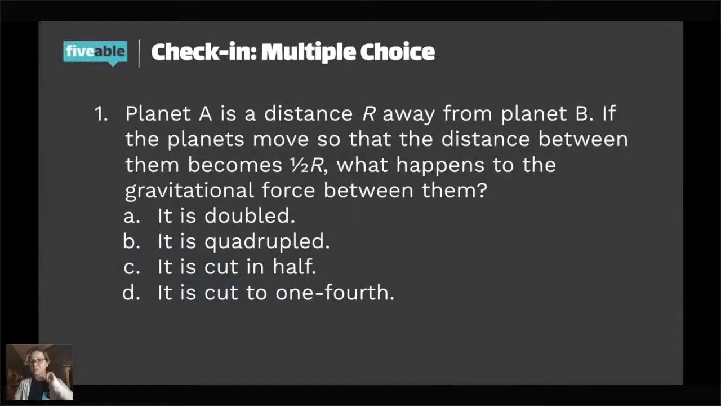So this is pretty similar to a multiple choice question that you might see on the AP exam. So this is how this law of universal gravitation is often applied. It's not the only way that it'll be applied, but you'll see it like this a lot. So we have planet A is a distance r away from planet B. So if the planets move so that the distance between them becomes 1/2 r, what happens to the gravitational force between them? So we have our 4 choices. It's doubled or quadrupled, cut in half, or cut in 1/4. So go ahead and see what you think and type in your A, B, C, or D in the chat.